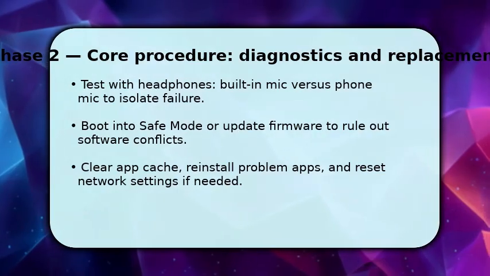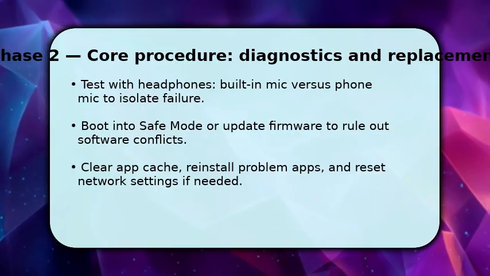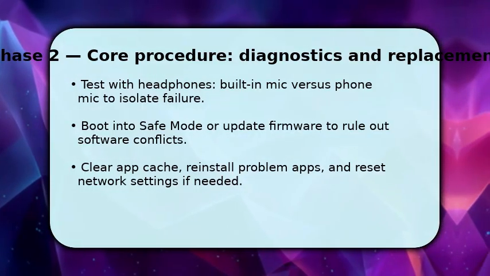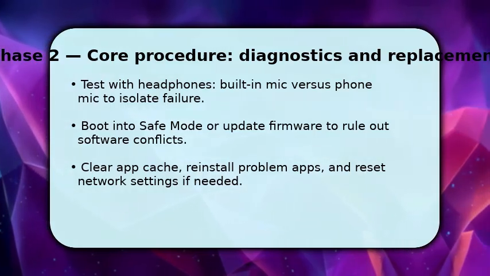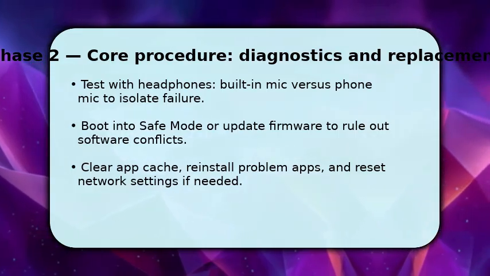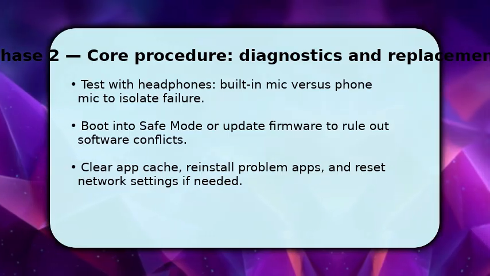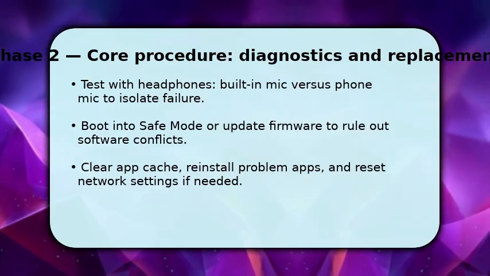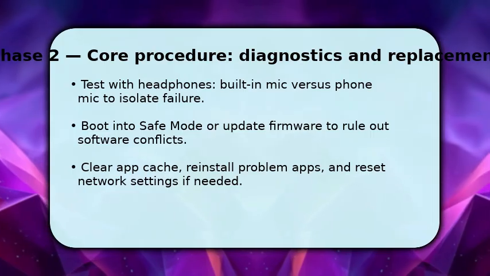Once you have a baseline, test with wired headphones that have a mic. If headphone audio works, your phone mic hardware is suspect. Then reboot into safe mode or update the OS and affected apps, because background processes or bugs often block audio input. Make sure to clear the app cache, and if that fails, reinstall the app. Also consider resetting network and audio settings. These steps remove misconfigurations and can restore microphone routing without opening the device.